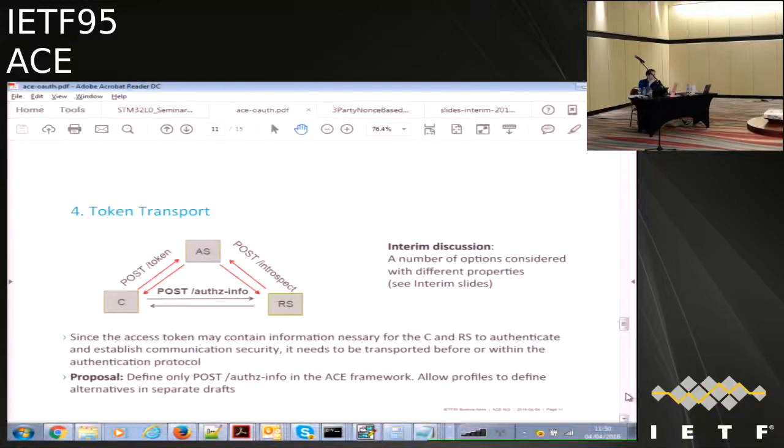Let me ask differently. When people look at this slide, do they know what it means, as opposed to this authorization info endpoint? Who thinks that they know what this is about? Raise your hand. Okay, that's what I thought.